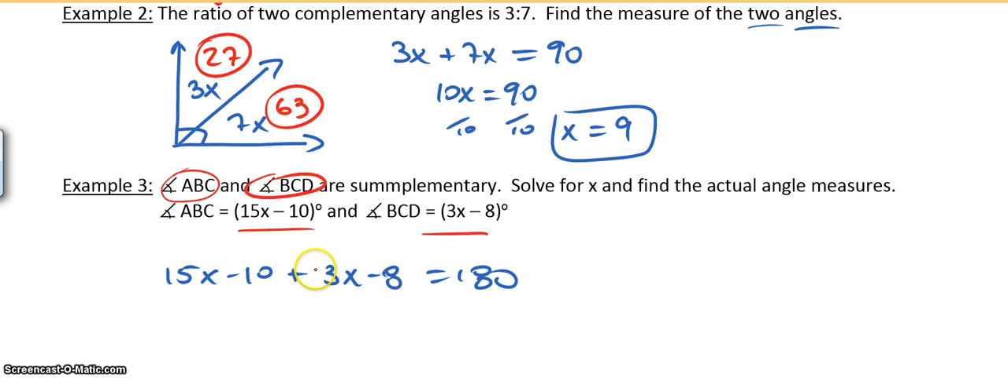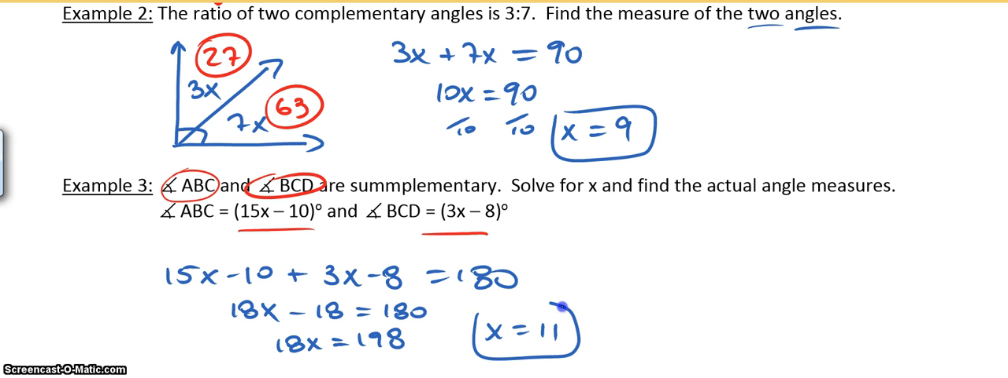Combine your like terms. 15x and 3x give me 18x. Negative 10 and negative 8 is minus 18 equals 180. Add 18. 18x equals 198. And 198 divided by 18 gives me 11. So x is 11. And now it said, solve for x, we took care of that, and find the actual angle measures. So let's go substitute our values in and find the angle measures.